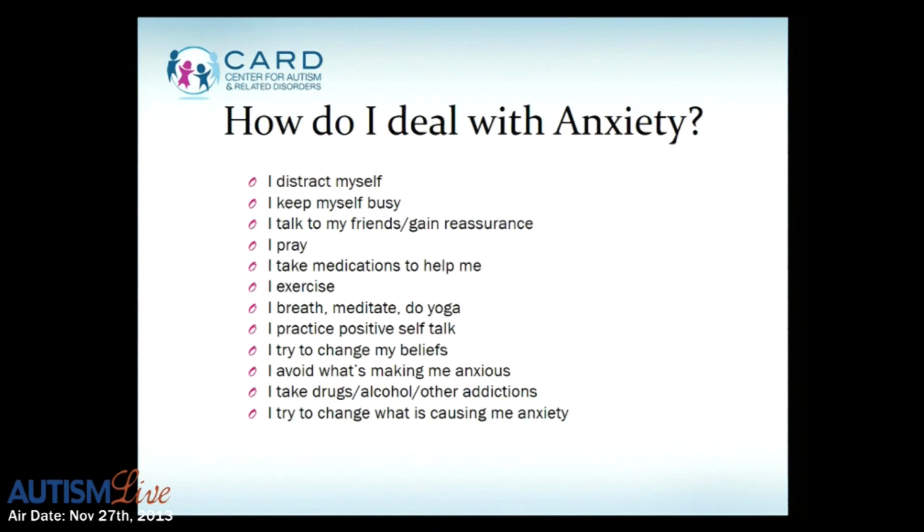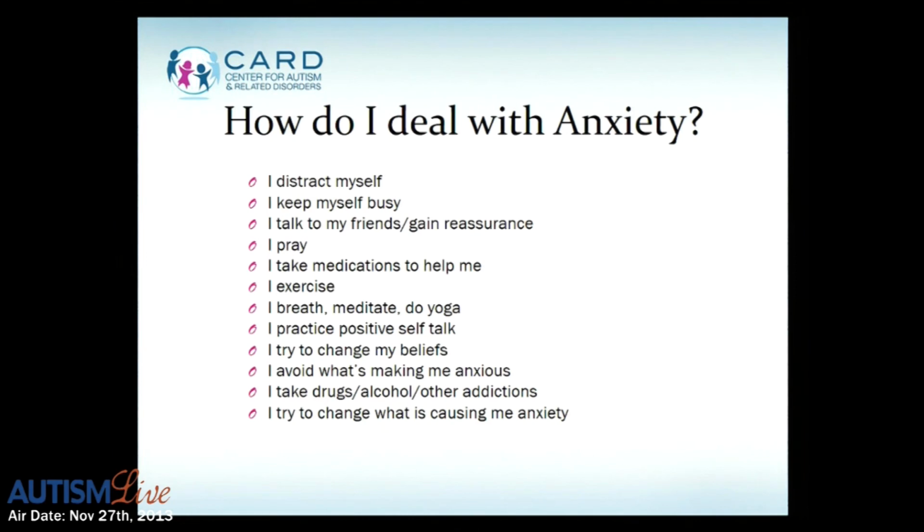I exercise. That would be a very adaptive, healthy way to deal with it. I breathe, I meditate, I do yoga. So this is one of the areas that I'll talk about next week, what we can teach our kids. I practice positive self-talk. I try to change my beliefs. That's what I think more than anything else ABA helps our kids to accomplish, is that they actually start to learn that their thoughts are not rational.